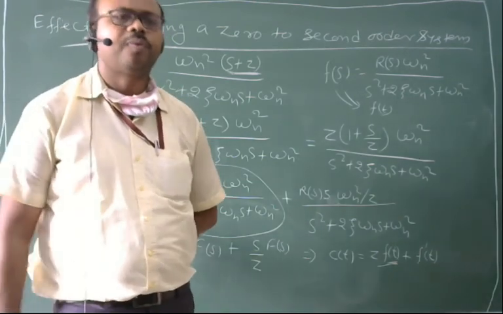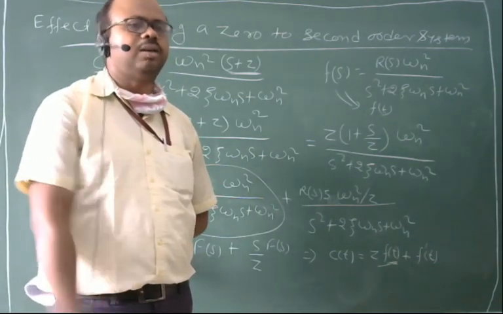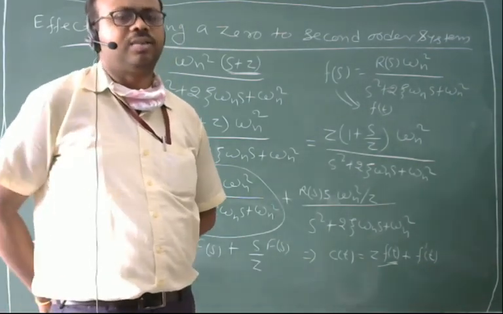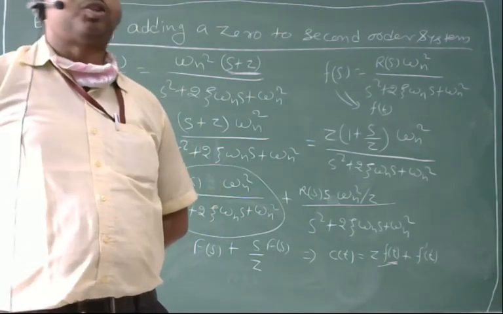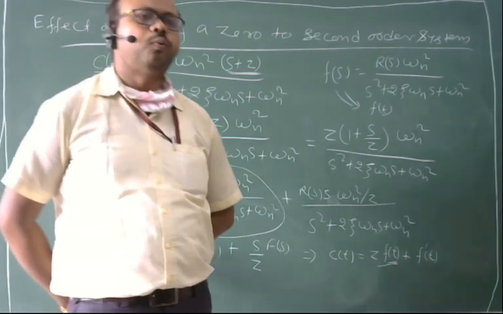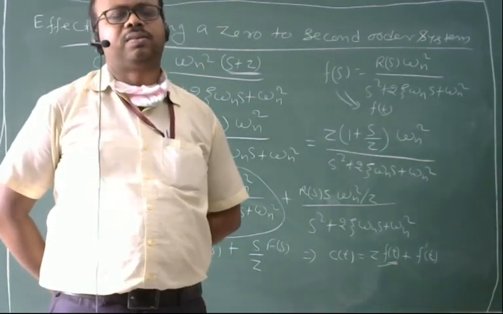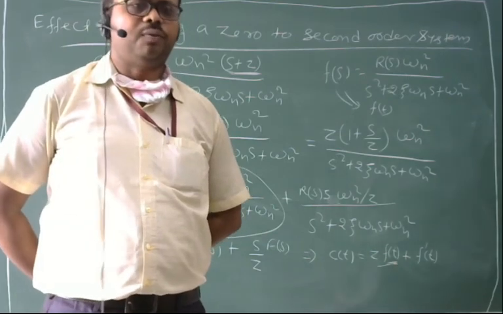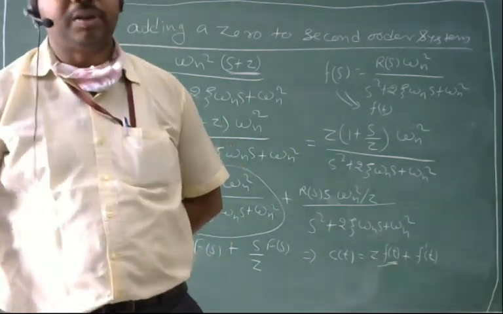So this is all for unit third. Unit third is completed here, and in the next video we'll move forward to unit 4, which is stability of the linear control system, right? Thank you.